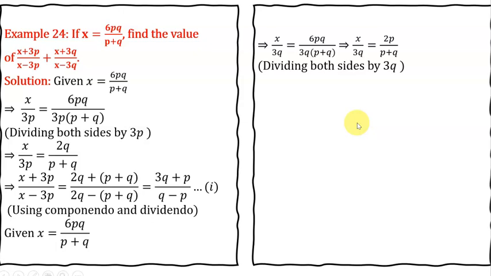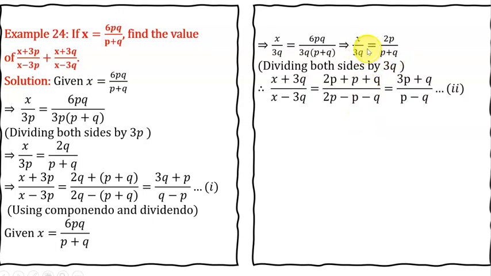Now applying componendo and dividendo, you will have (x plus 3q) upon (x minus 3q) is equal to (2p plus p plus q) upon (2p minus (p plus q)). Minus (p plus q) means minus p minus q. Simplifying, 2p plus p plus q gives 3p plus q, and 2p minus p minus q gives p minus q, and this is the second one.